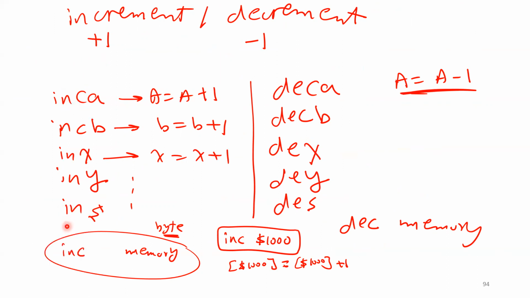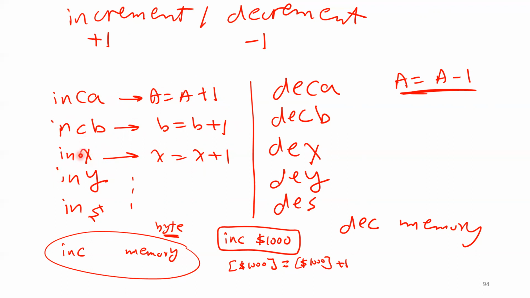Okay. So this is all the instructions we have. You can increment A. This is an inherent instruction. You don't need to write any operand here. Increment A is going to add 1 to register A and store the result in A. So no memory here. Okay. Increment B is going to add 1 to B and store the result in B.